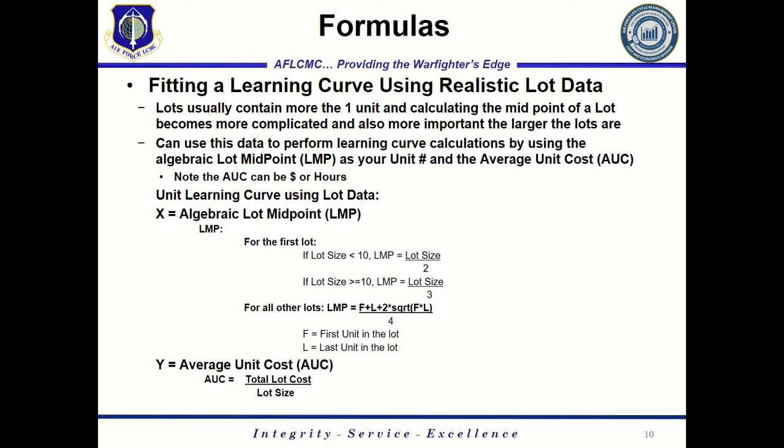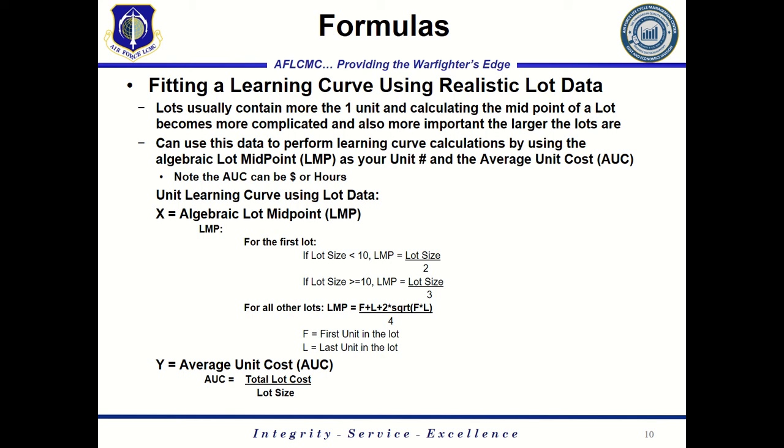So for those other spans of lots, we've got a more complicated formula, where we take the first unit of that lot plus the last unit of that lot plus 2 times the square root of the product of the first times the last, and then we take all that and we divide by 4. That gives us the algebraic lot midpoint for that production lot.